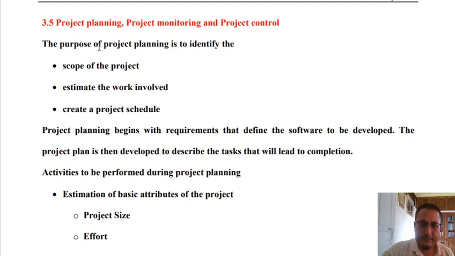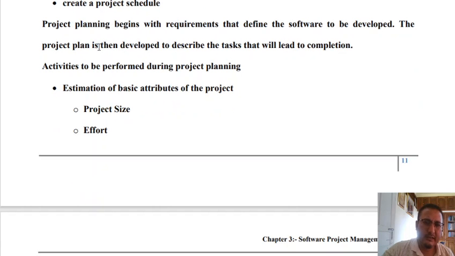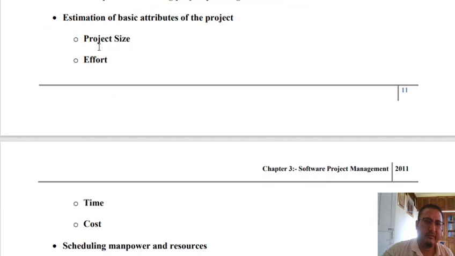Now, the activities that are performed during software project planning are: the first activity is estimation of the basic attributes of the project. There are four basic attributes: project size, project effort, project cost, and project time. This is very much important. Depending upon project size, effort is estimated. Depending upon effort, time is estimated, and depending upon time, cost is estimated, right? So here, the independent parameter is project size, and the dependent parameters are effort, time, and cost.